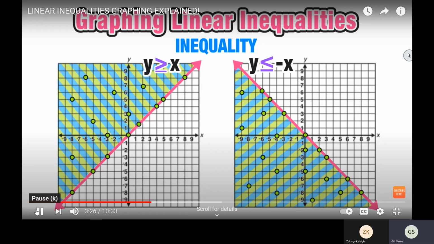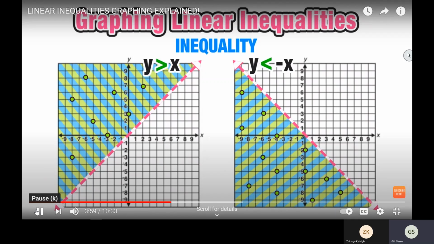Now with inequalities, not only those points on the line are solutions, but the points in the shaded area are all solutions as well. And later on in this lesson, we'll explore why. Now, this is the case when we have the greater than or equal to or less than or equal to symbol. If we were to replace those inequality symbols with just greater than or less than, like we're going to do right now, this changes things a little bit, because now the points on the line are no longer included in the solution, and only the points in the shaded area are.